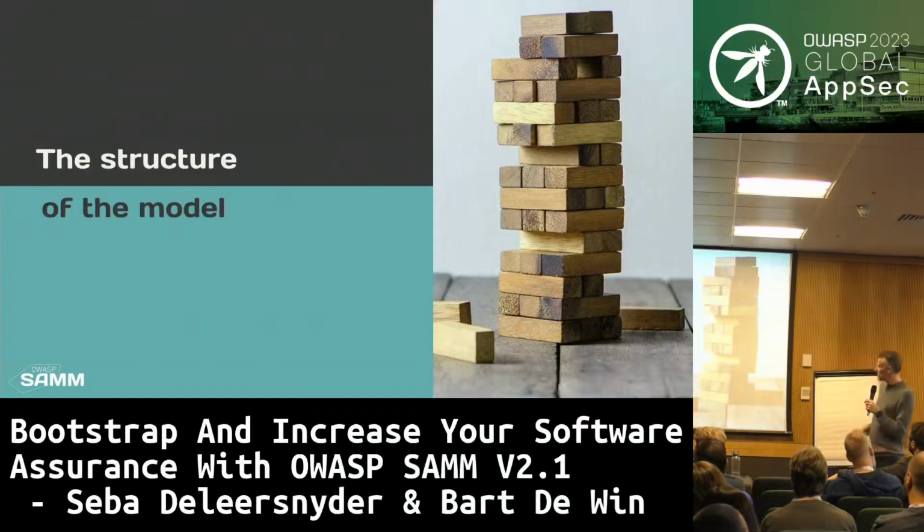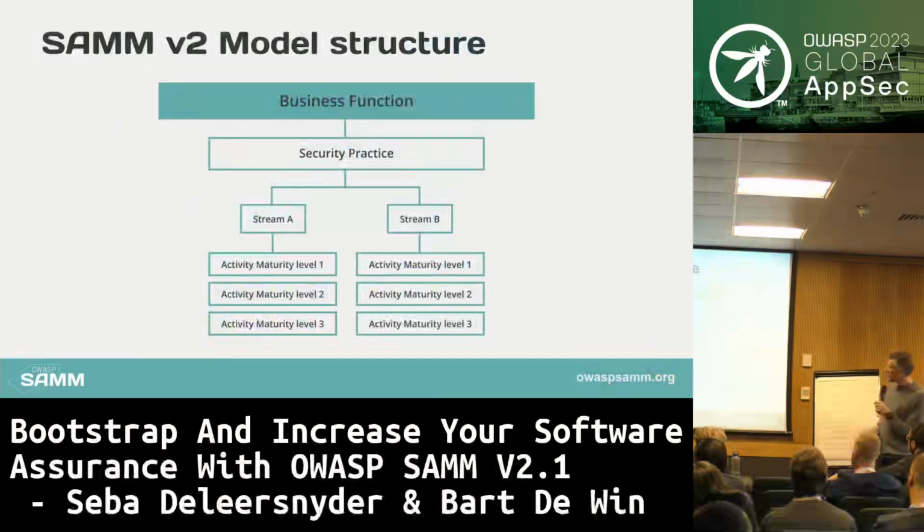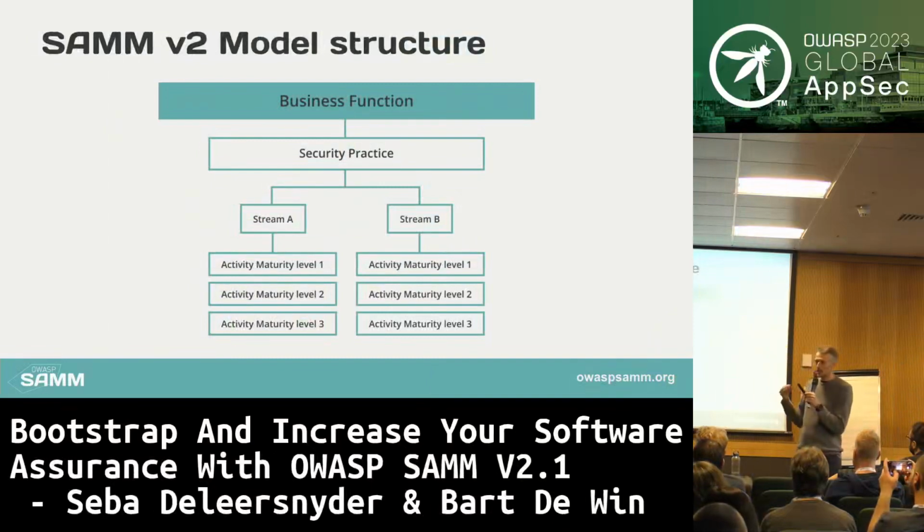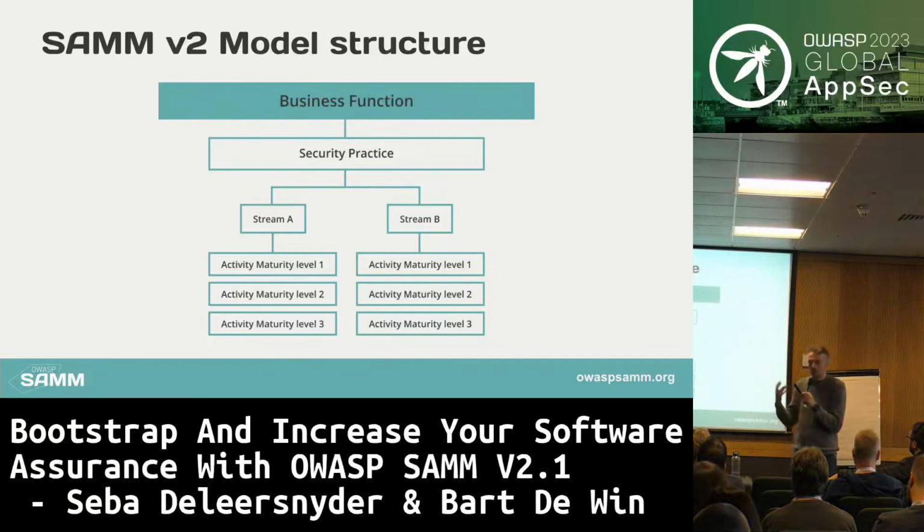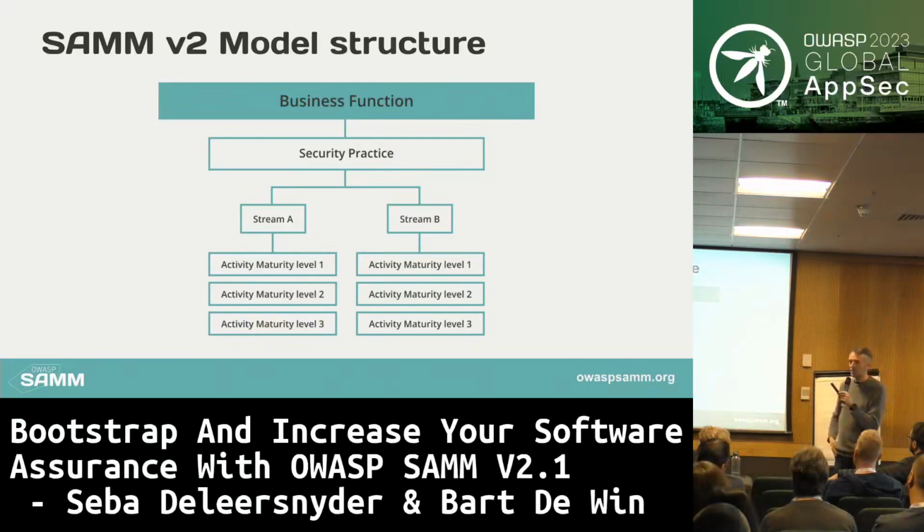Let's look a bit into the structure of the model. Overall, the structure looks like this. On the top we have what we call a business function. A business function relates to how an organization typically works. We'll come back to what the business functions are, but typically they are easy to map to how you're organized as an organization. Under a business function, there are different security practices. We'll give some examples later, but there are 15 security practices in total in the SAMM model.